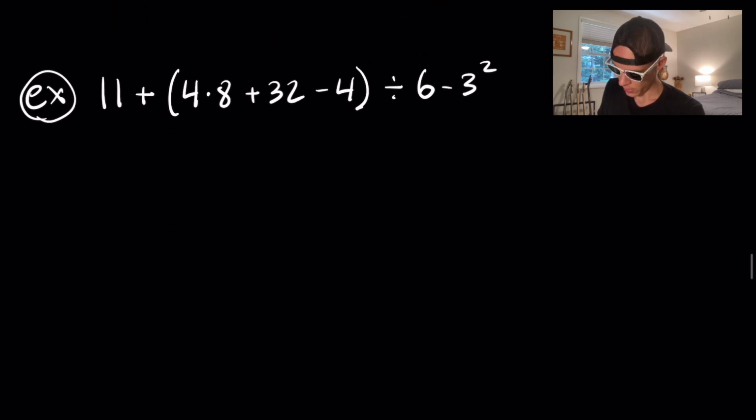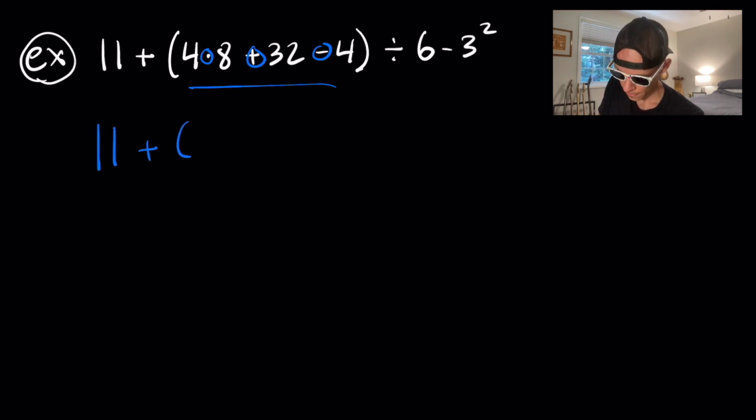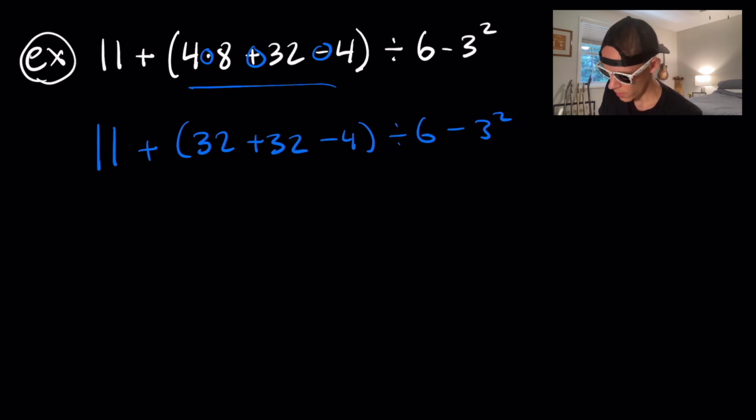All right, I think this is the last one. 11 plus that stuff. So we'll go into the parentheses first, and we got multiplication, addition, and subtraction. So I'll do the multiplication first. So bring down everything. 4 times 8 is 32, and then plus 32, and then minus 4. And then we'll have divide by 6 minus 3 squared.